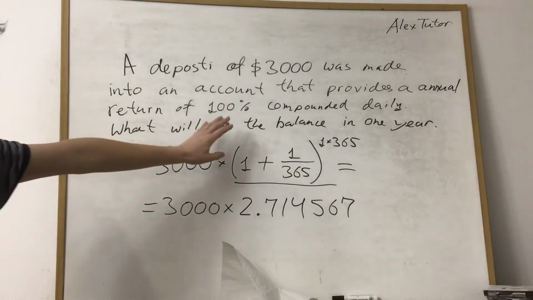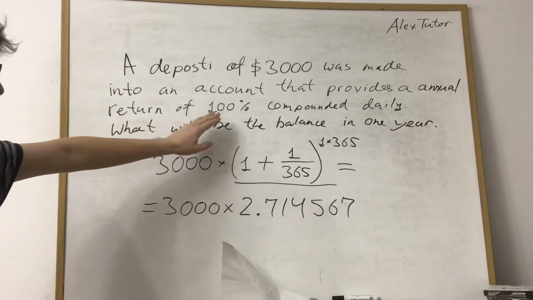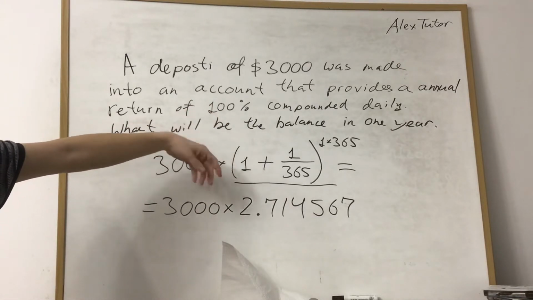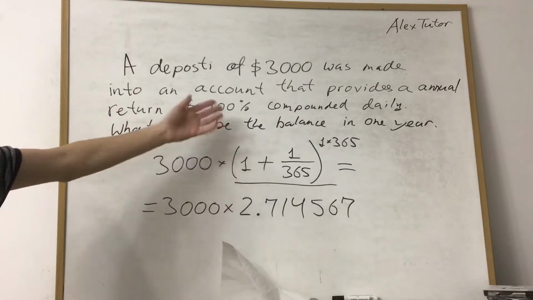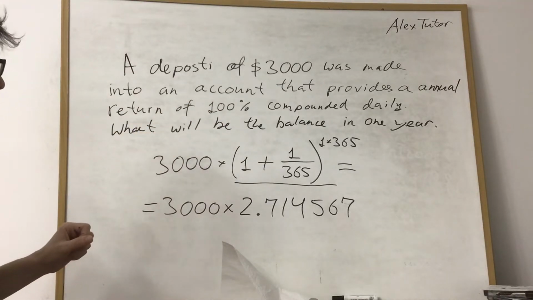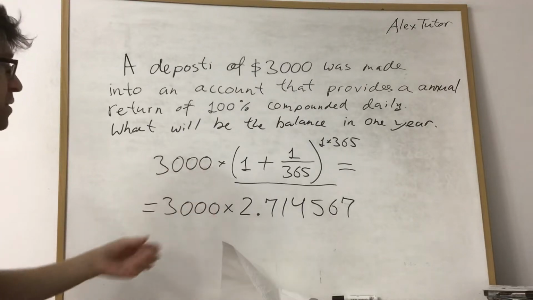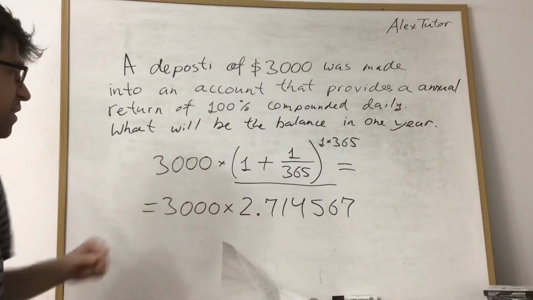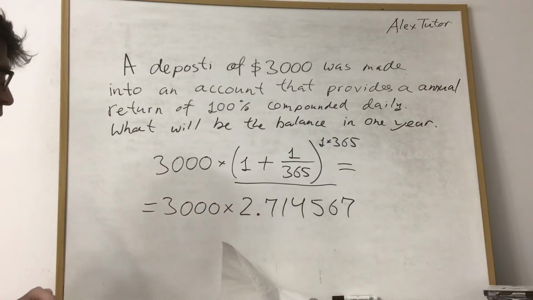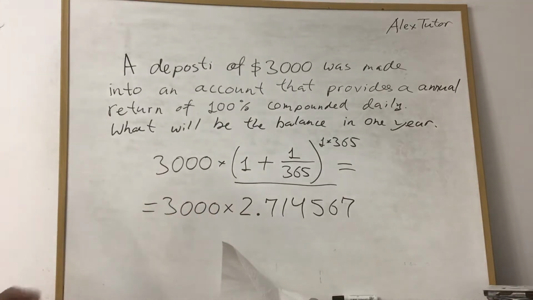So this deposit provides an imaginary annual return of 100%, which doesn't exist in the real world, of course. And it compounds daily. So that's what I get. It grows 2.7 times, if it compounds daily.